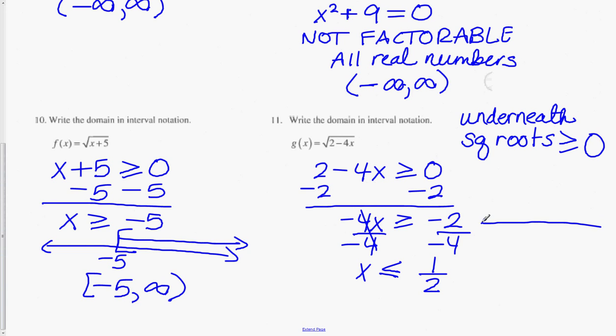So if I'm going to make a little quick sketch before I do interval notation, I've got a 1/2. It's going to have a bracket because I have the equal to and it's less than, so my arrow goes to the left on less than. So interval notation is coming from negative infinity to 1/2, and then I can have a bracket around the 1/2 because I had an equal to in my inequality.